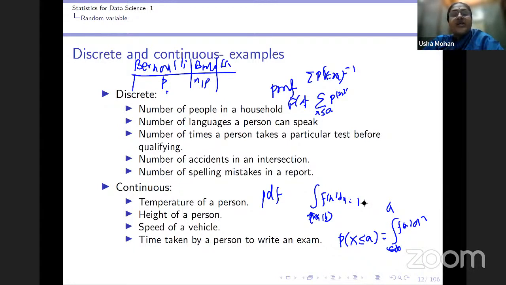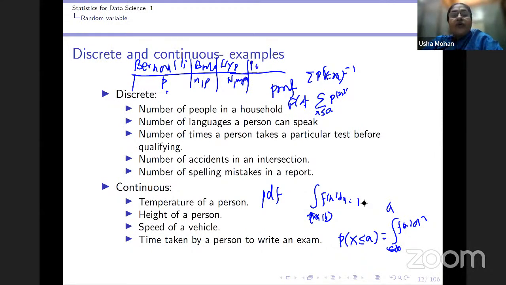When I lose the independence, I have a hypergeometric distribution. In a hypergeometric distribution, I have capital N, M and small n as the parameters of the distribution, where M is of one kind and capital N minus M is of the other kind. Small n is the sample size.